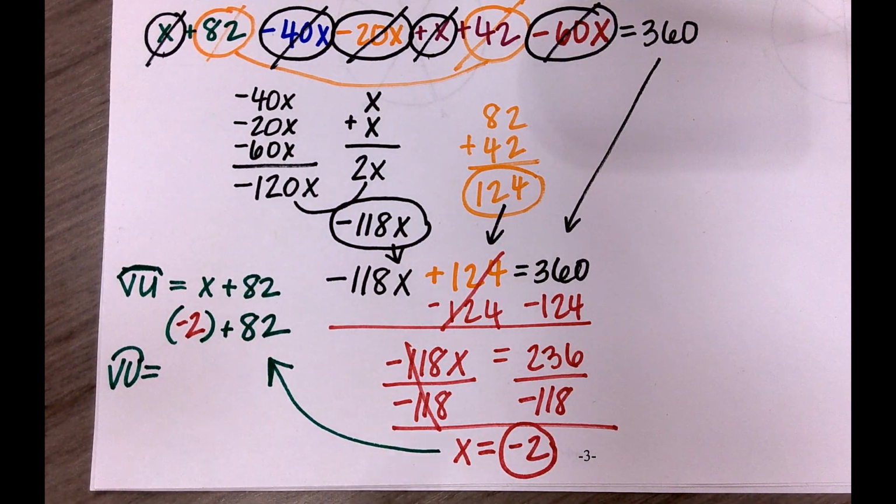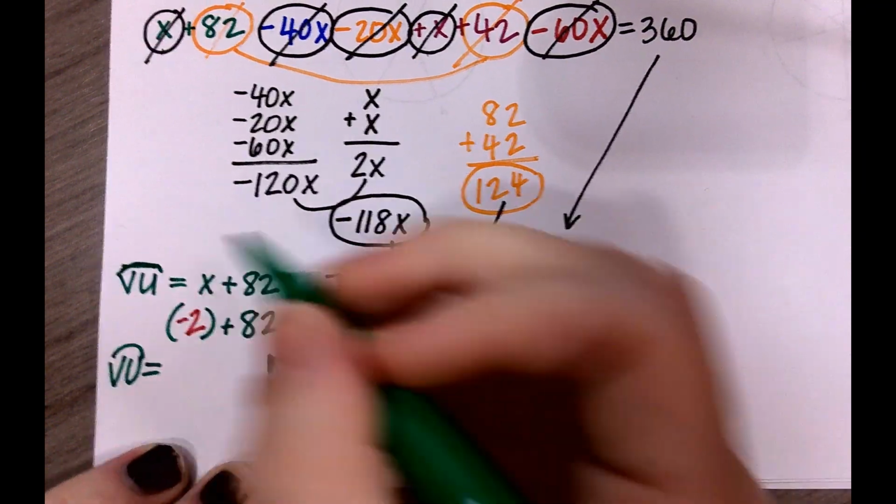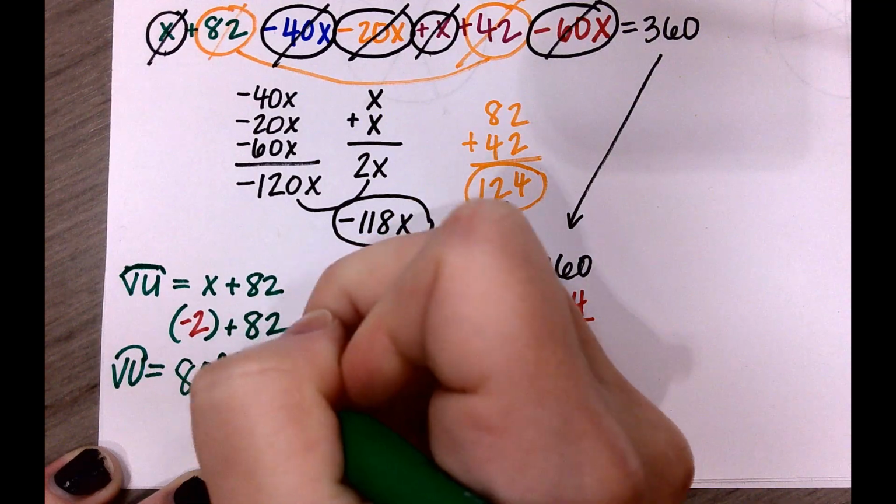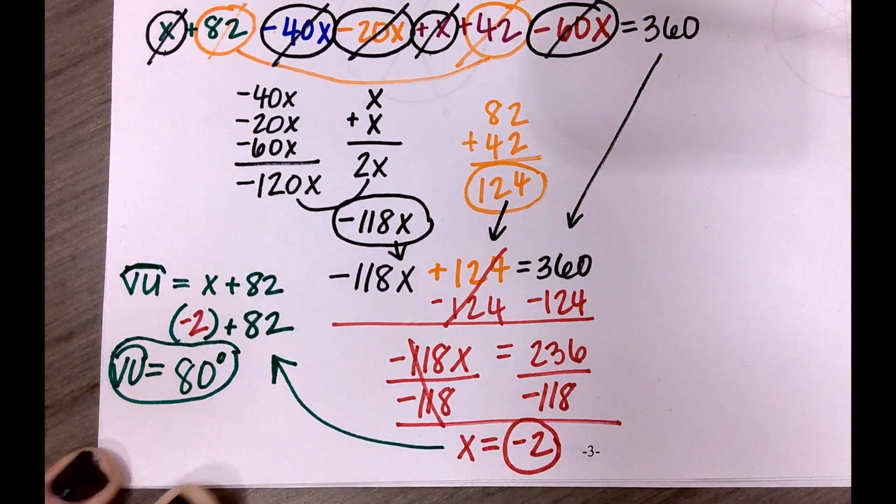And so what would be the measure of VU? 80 degrees. Good. 80 degrees. Nice. Very nice.